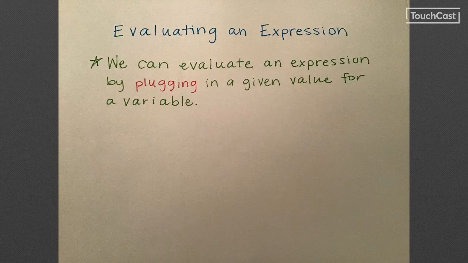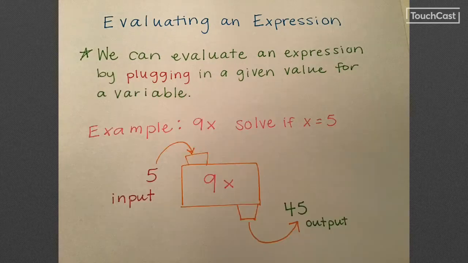So for evaluating expressions, we can evaluate expressions by plugging in a given value for a variable. So I want you to think about this as a machine. We're going to be inputting a value into an algebraic expression, and that will give us our answer, which would be known as the output. So in the practice problem 9x, solve if x equals 5, I want to put a 5 into my equation 9x. When I replace the x with a 5, it's going to say 9 times 5. 9 times 5 equals 45. So I'm going to put in the 5 and get out a 45.